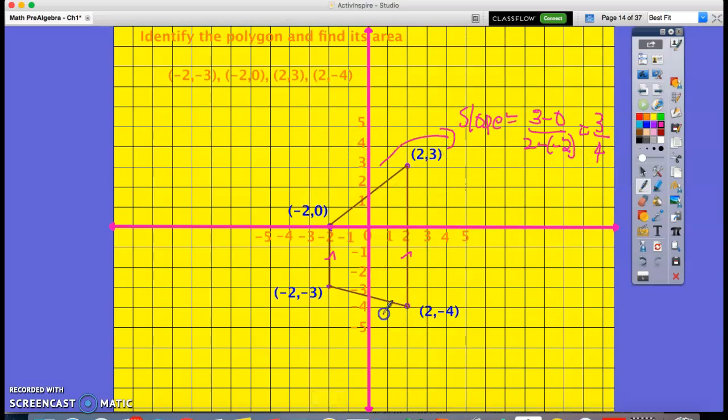Now to find the slope of this line, what do I get? Slope is negative 4 minus negative 3 over 2 minus negative 2, so that is negative 1 over 4. So the slopes are different, so this is not a parallelogram. Now how do I find the area? Pause the video and find the area.